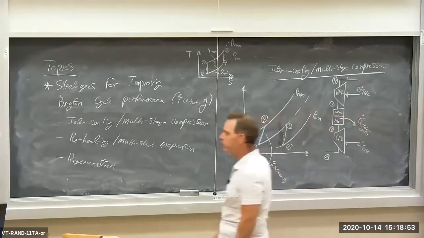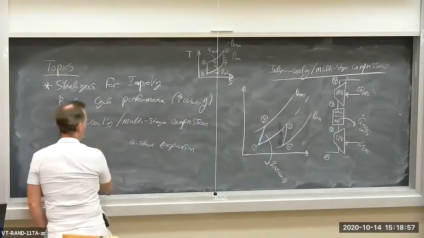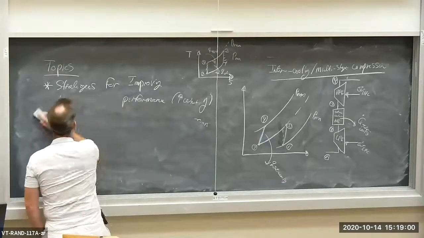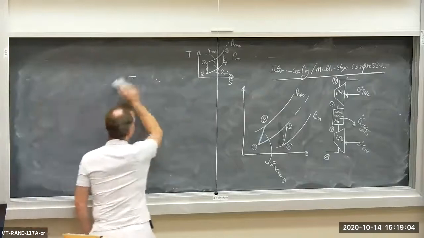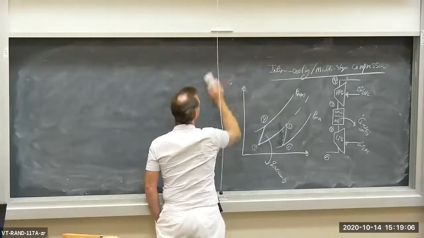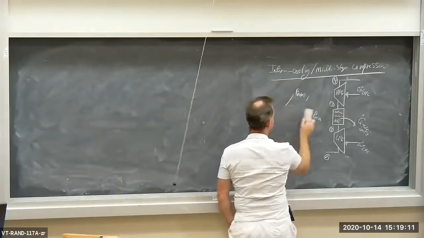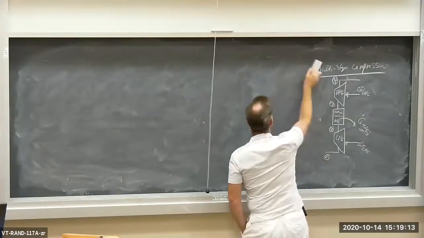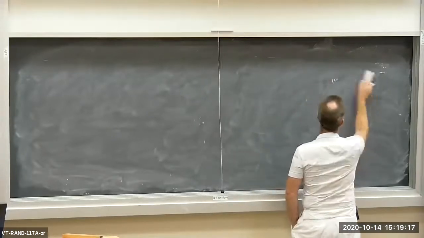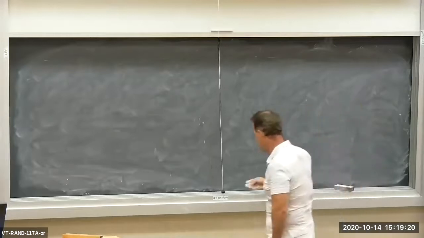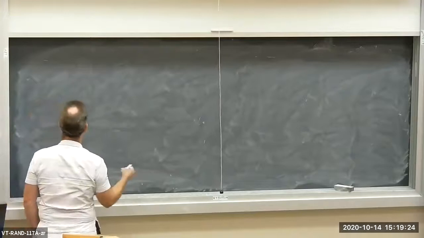Okay, let's talk about regeneration. What is regeneration all about? Well, let's draw here a TS diagram for a Brayton cycle. Let's do it for an ideal Brayton cycle. Let's just do it for a plain old ideal Brayton cycle. We'll deal with the intercooling and regeneration with an example.